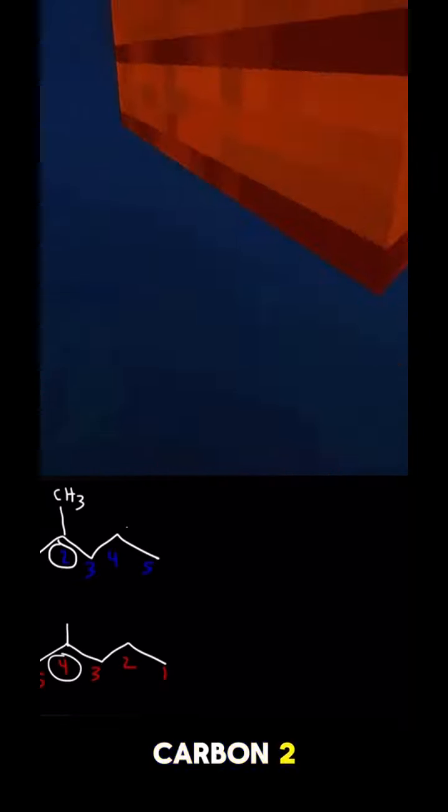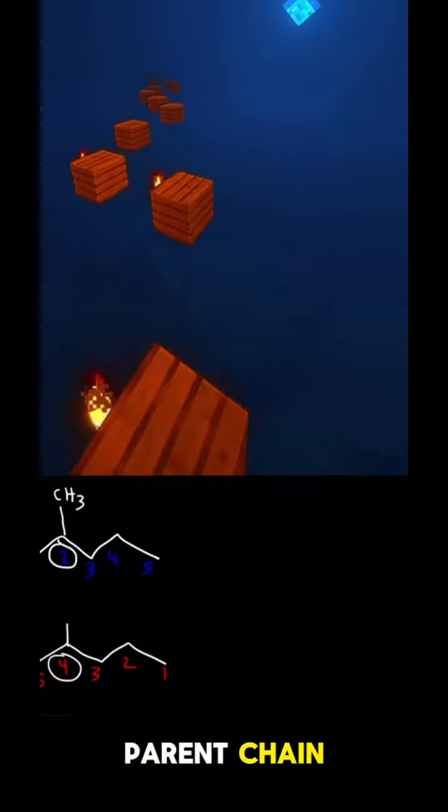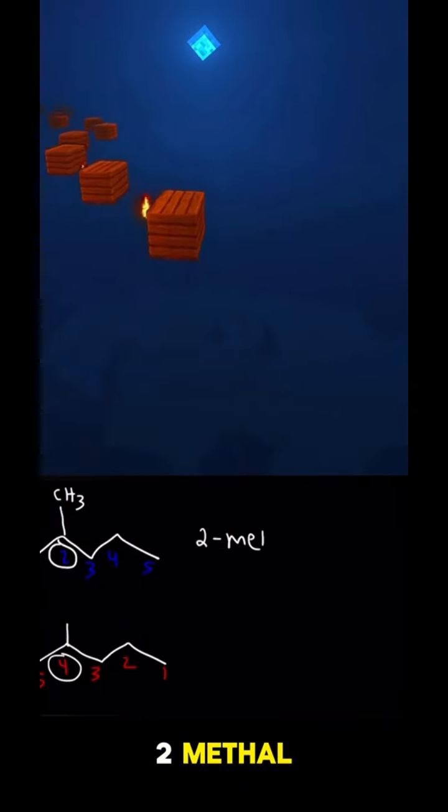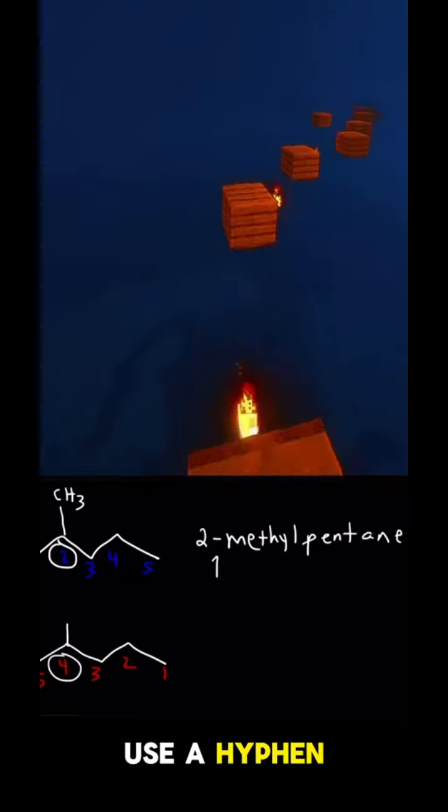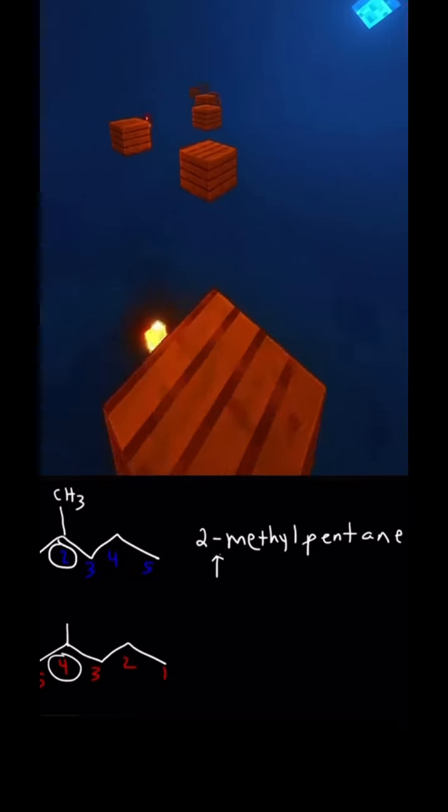We have a methyl group on carbon 2, and there's 5 carbons in the parent chain, so this is going to be called 2-methylpentane. You need to use a hyphen to separate a number from a word.